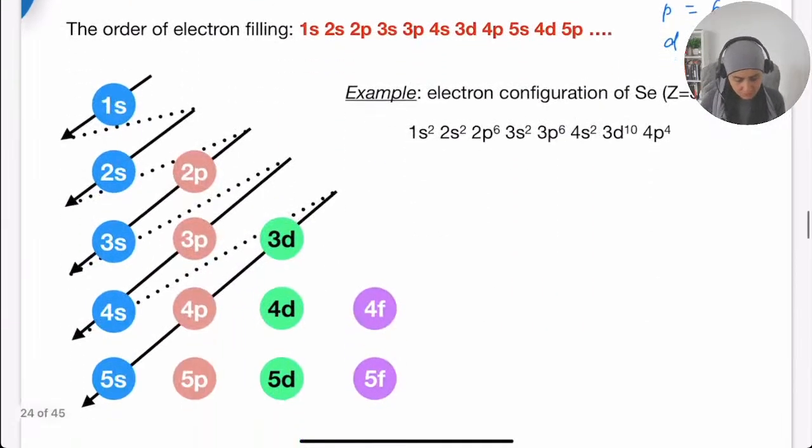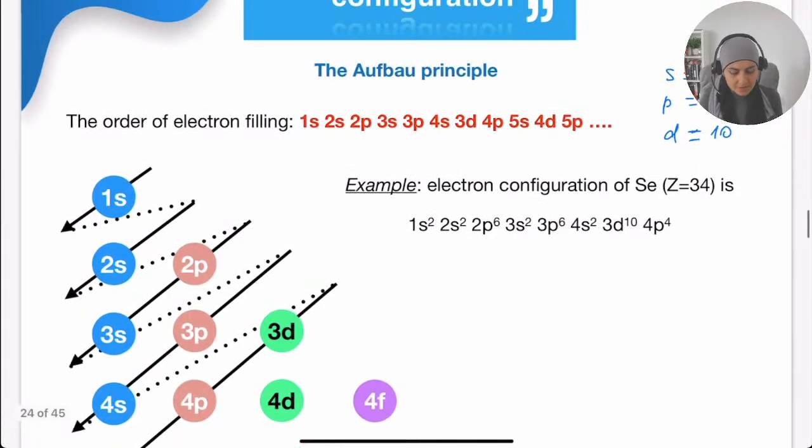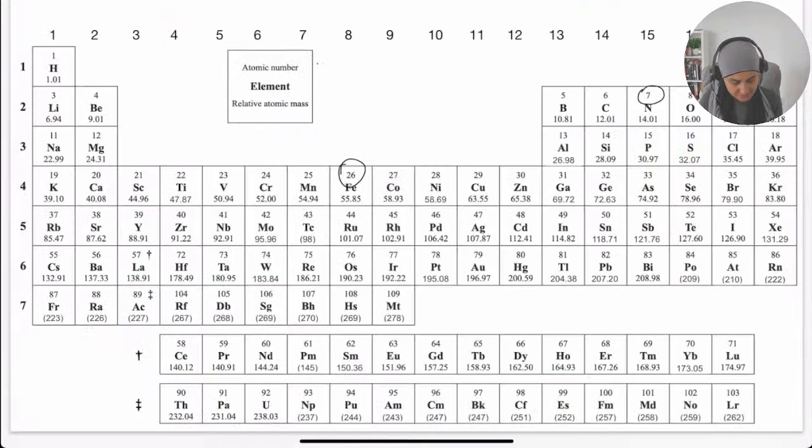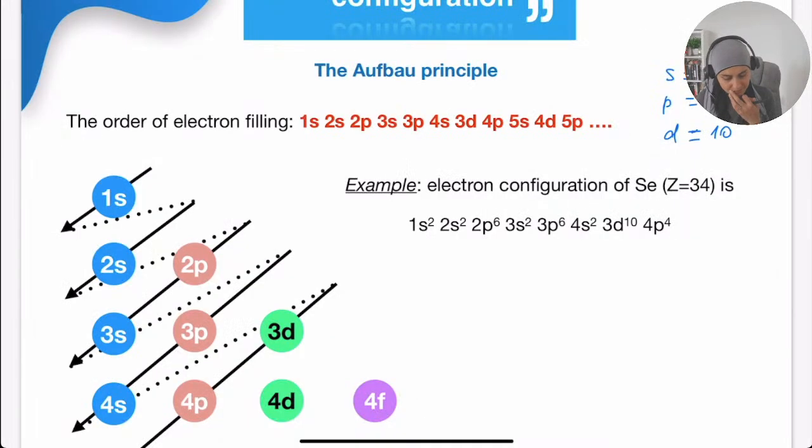Alright, let's write down the electron configuration of selenium. To do that, we have to find out the number of electrons, which we already know how to do. We go to the data booklet, find selenium, and find out that it has 34 protons, which means that it has 34 electrons. Then we write down the configuration.